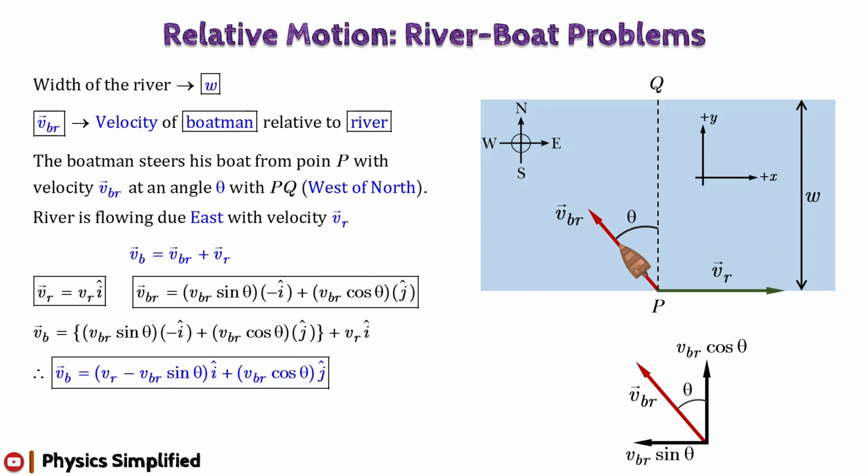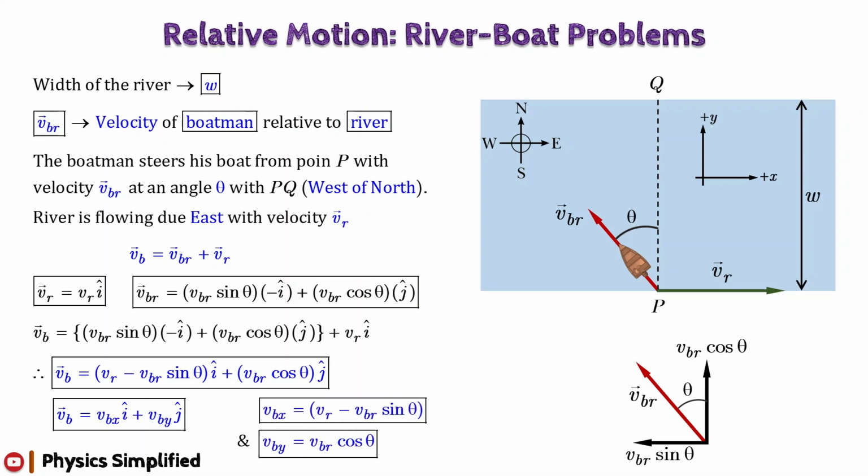Now, by using the general form of a vector in two dimensions, the absolute velocity of the boatman can be represented as vector v suffix b is equal to v suffix bx i hat plus v suffix by j hat. Comparing our previous equation with the standard form, we obtain the x component of absolute velocity of the boatman as v suffix bx is equal to v suffix r minus v suffix br sin theta and the y component as v suffix by is equal to v suffix br cos theta.